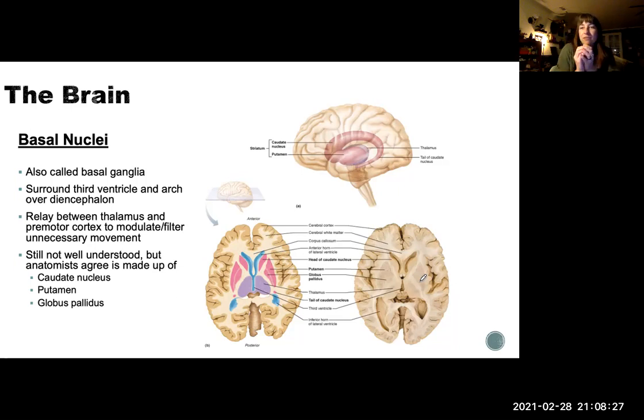So basically it's kind of like a little place for those cell bodies to gather and send their myelinated axons out of, okay? So you have basal nuclei, also may be called basal ganglia, even though technically they are nuclei because they're in the central nervous system. These guys surround that third ventricle, which is here. These are the lateral ventricles, right?